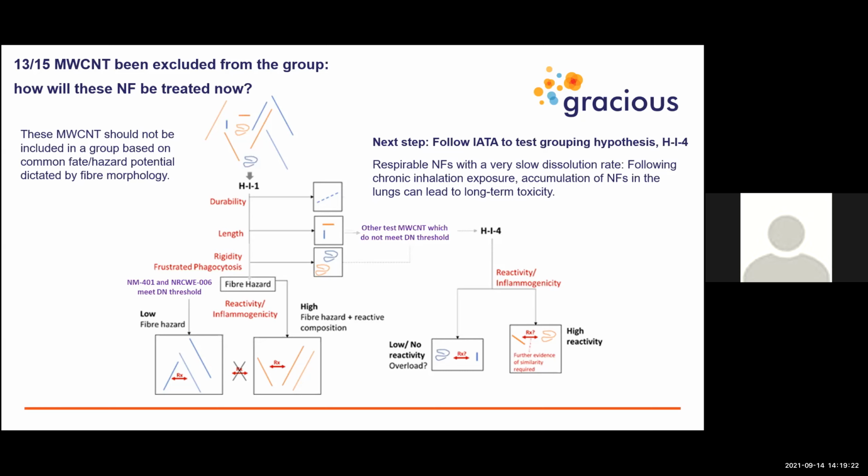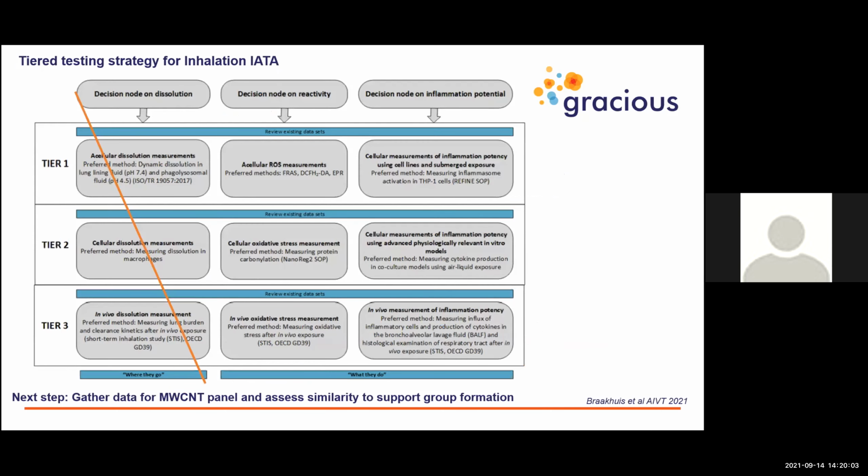So we next considered what you would do, or how these nanoforms would be treated now. I would suggest that you could follow an IATA that is testing an alternative grouping hypothesis. We also have a more general grouping hypothesis for the inhalation route of exposure, which is not specific to fiber morphology. And we would suggest that you follow the IATA for the hypothesis related to respirable nanoforms with very slow dissolution rate. This states that following chronic inhalation exposure, accumulation of these nanoforms in the lungs can lead to long-term toxicity. So this IATA is supported by grouping based on similar dissolution, reactivity, and inflammatory potential.